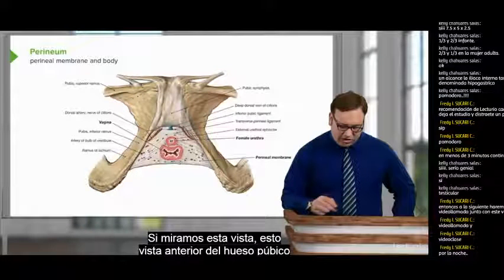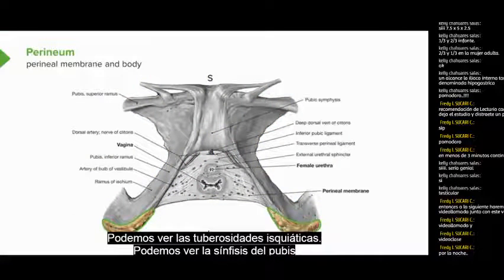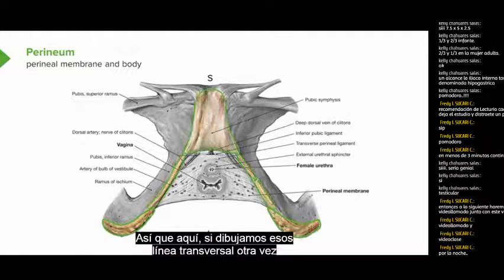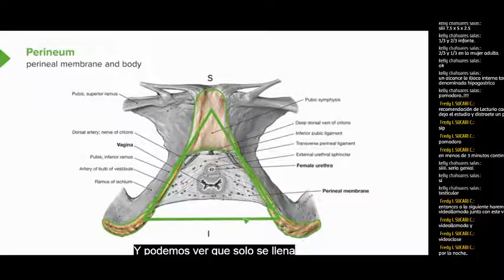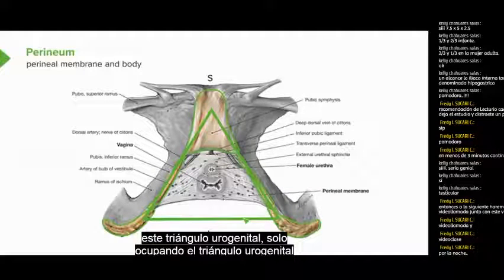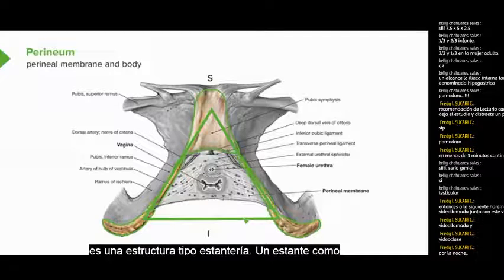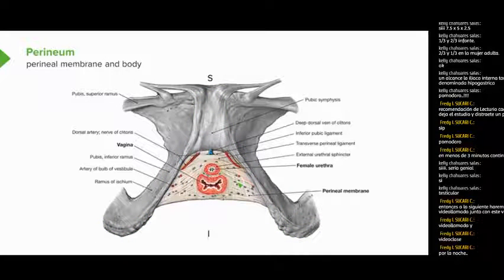If we look at this view, this anterior view of the pubic bone within the pelvis, this is superior up here, this is inferior now. We can see the ischial tuberosities, we can see the pubic symphysis, and we can see the inferior pubic ramus. So here, if we do the transverse line again, we can see we've created this triangle, which is the urogenital triangle. And we can see that just occupying the urogenital triangle is a shelf-like, thin membrane known as the perineal membrane.